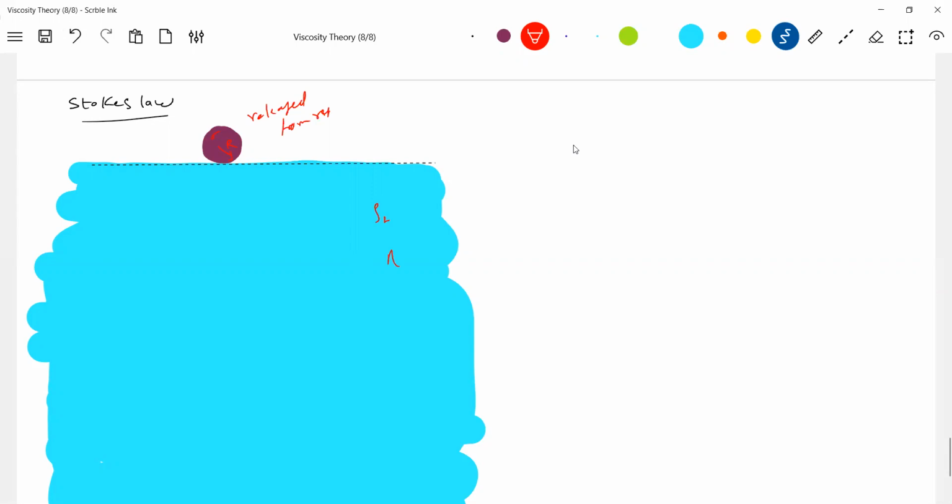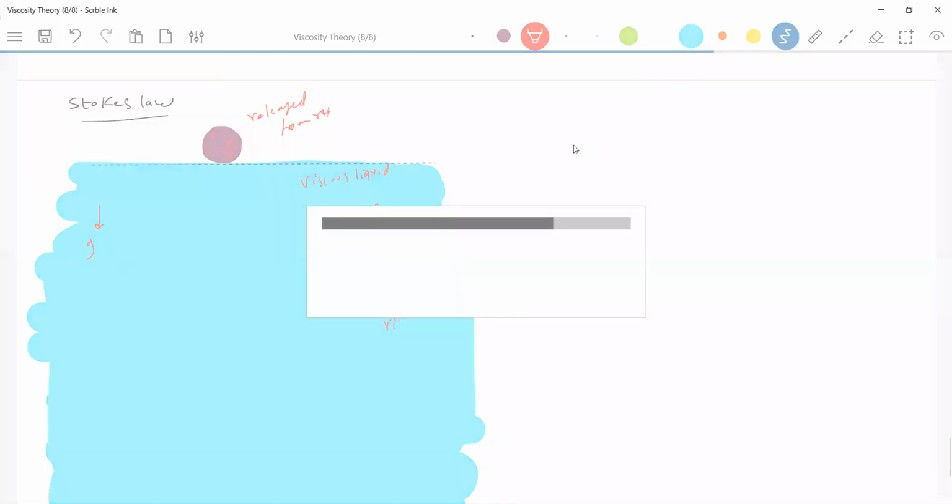Now, what are the forces that are acting? First, the weight will act. Gravity you also have to take. This is a viscous liquid, like castor oil and different things. Fine. Now, what actually happens?